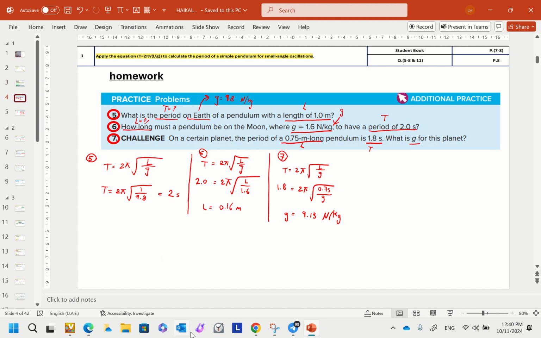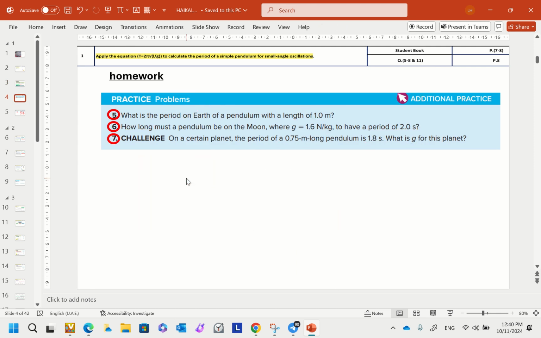Now let's solve some questions. Question 5: what is the period on Earth of a pendulum with a length of 1 meter? So what is the period? He's asking for T. T is the unknown. On Earth, that means that g is 9.8, and the length of the pendulum given is 1 meter.